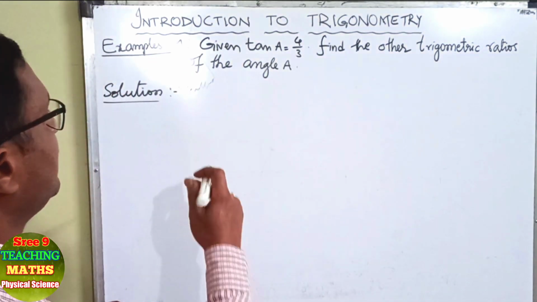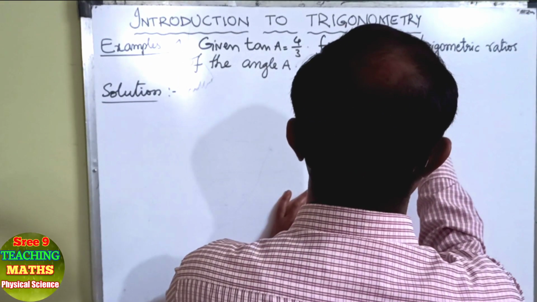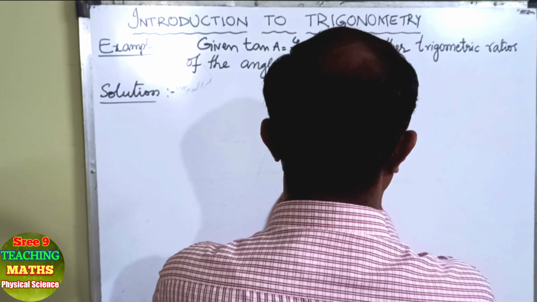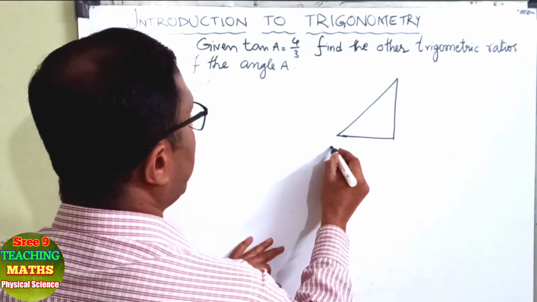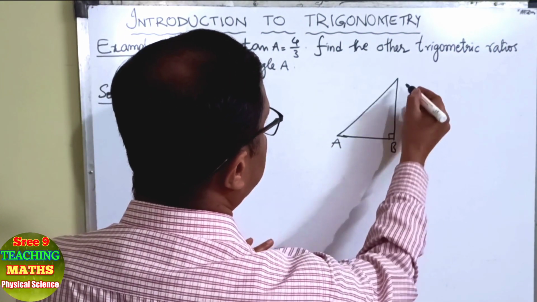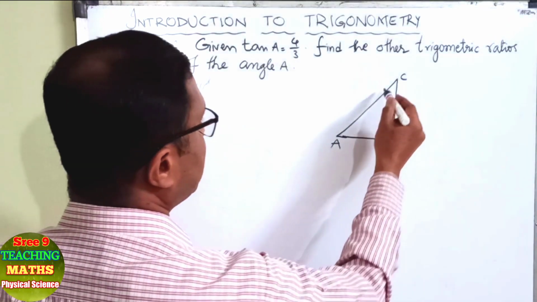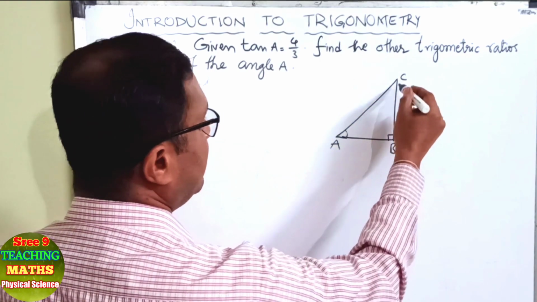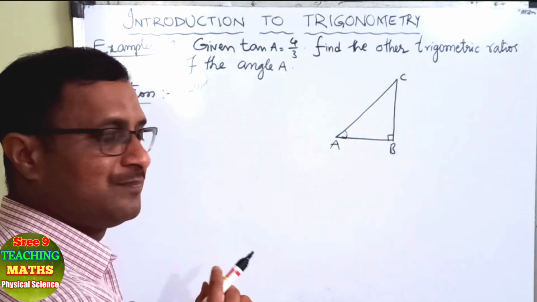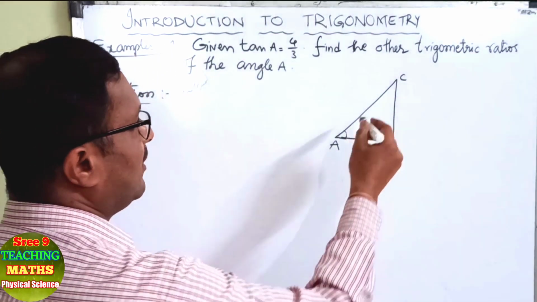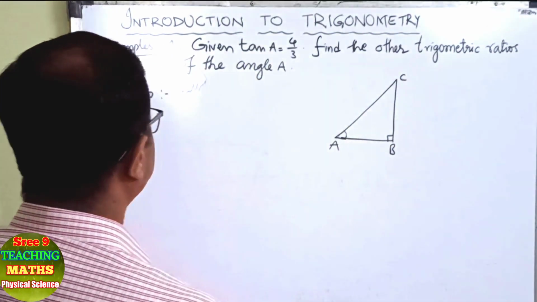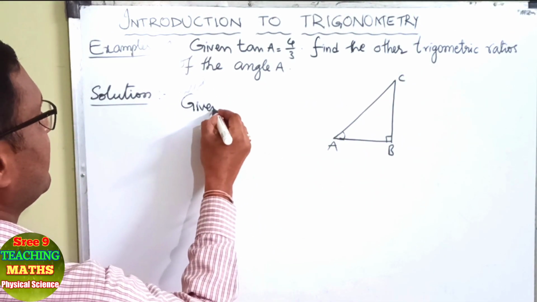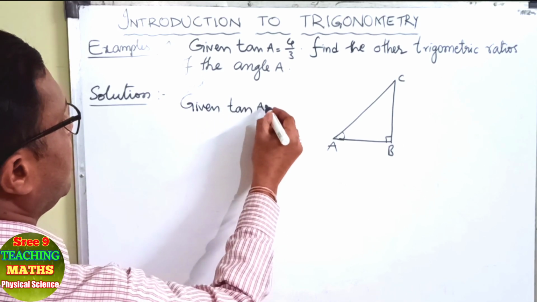Okay, right. Now in this solution, first we have to draw the triangle, which is a right angle triangle. So angle A we have to take here, and B is the right angle, and here C. You know that this is the hypotenuse, and here angle A is particularly mentioned, this is the reference angle, hence this side will be the opposite side and this side will be the adjacent side. Obviously this is the hypotenuse, right?